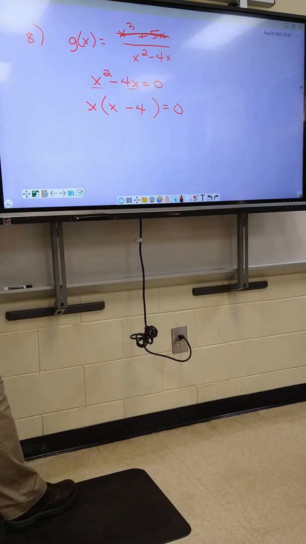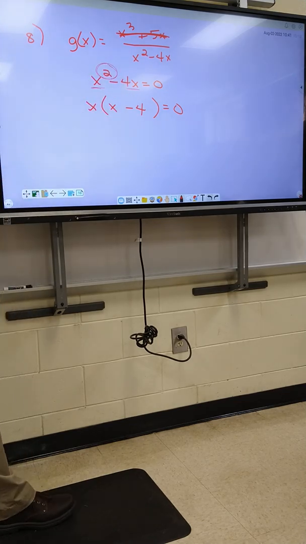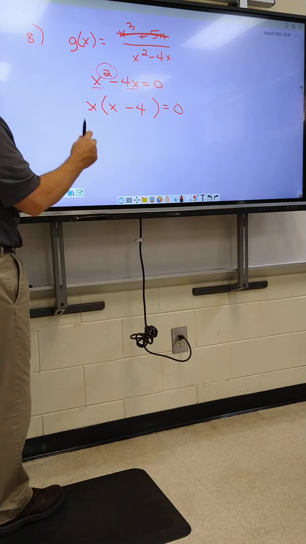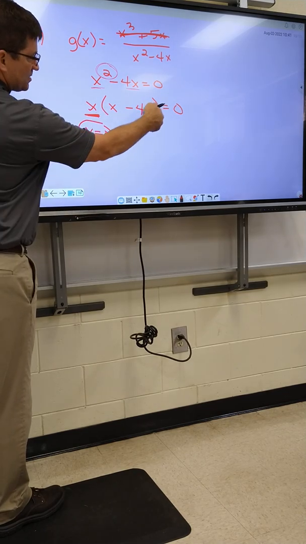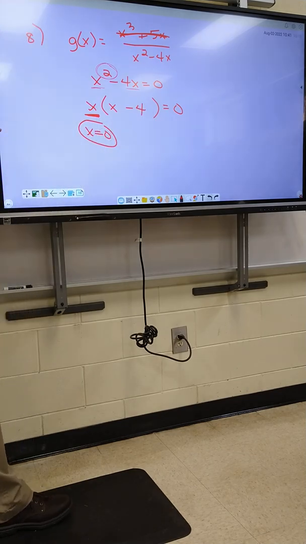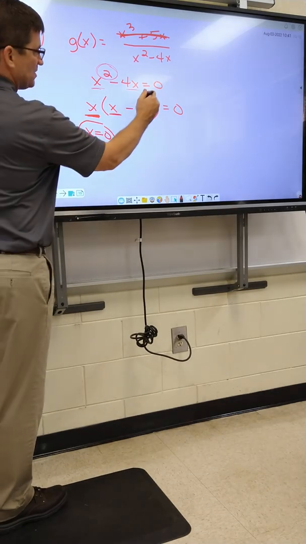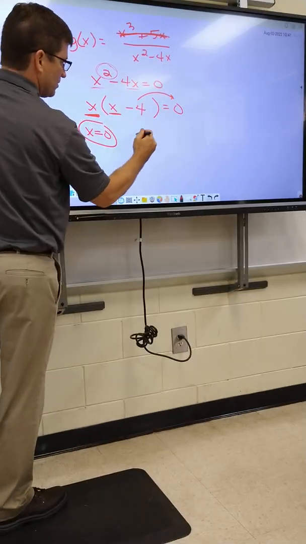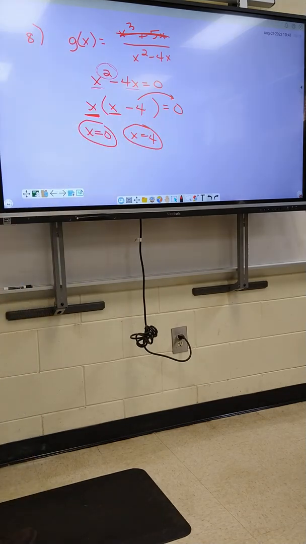All right, see if you guys can remember this. How many answers does this problem have to have? It's got to have 2 because that's my biggest exponent, right? So the first answer comes from this x. X equals 0. That's your first answer. The second answer comes from this x. What happens if I move minus 4 over here? Positive 4. So those are my answers, both of them.